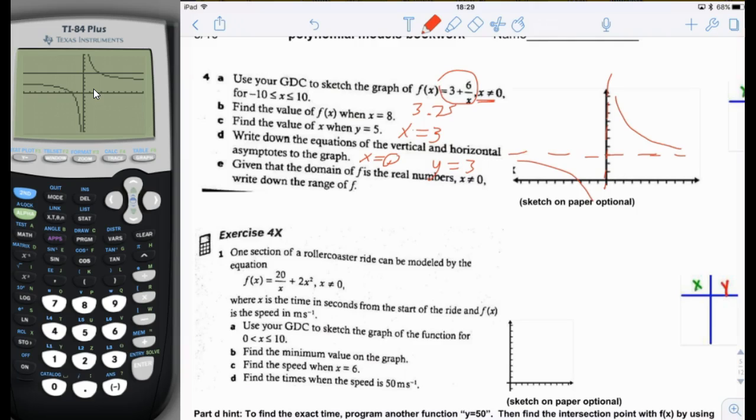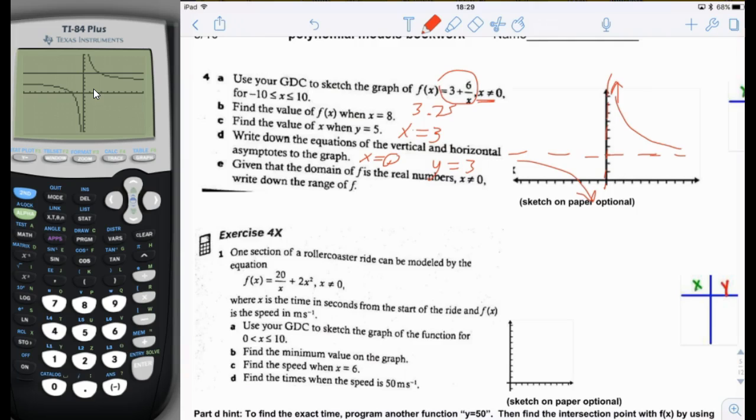Write down the range. So the range is all possible y values for this function. So you can see that it can pretty much take on any y value, right? Looks like this function goes on forever going up. It goes on forever going down. So it ranges from negative infinity to infinity.